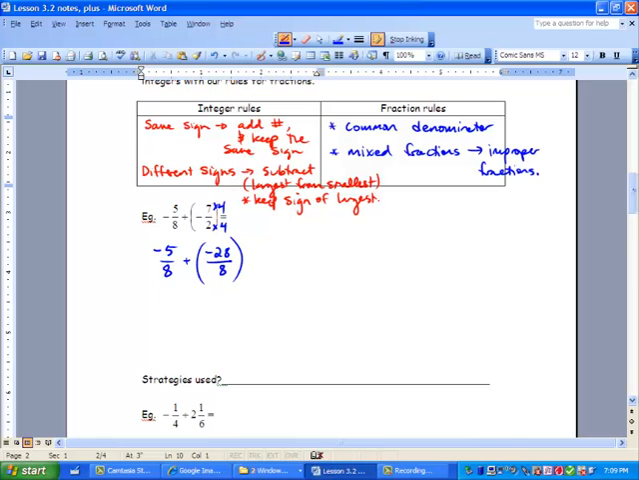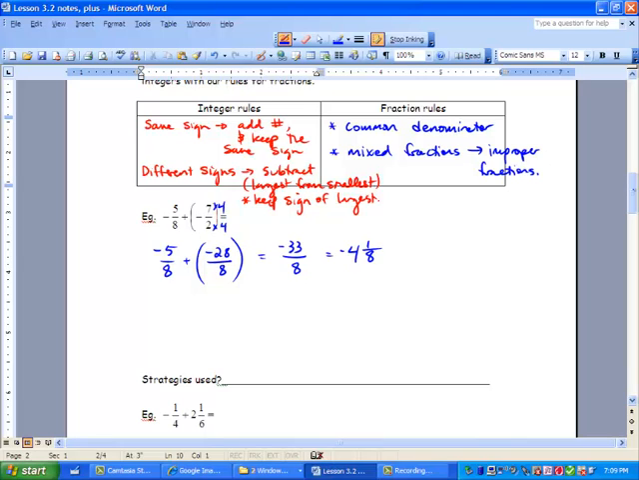Now put your fingers over the 8s and go negative 5 plus negative 28. We're getting more negative, so we get negative 33, and we keep our denominator at 8. Now we convert this into a mixed number. How many times does 8 go into 33? It goes in 4 and 1/8, and we keep our sign, so it's negative.